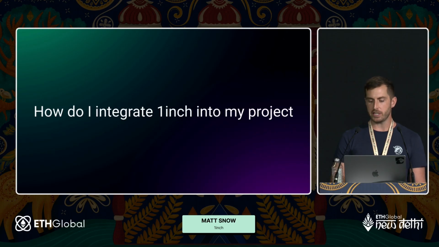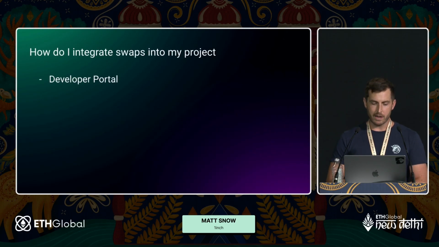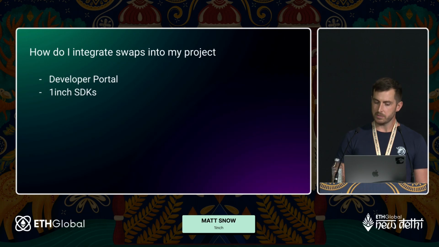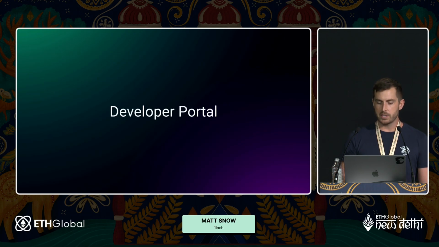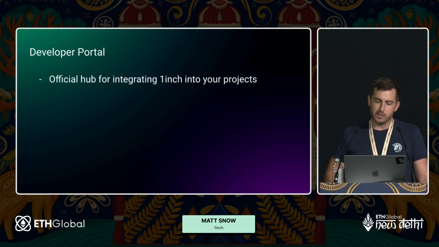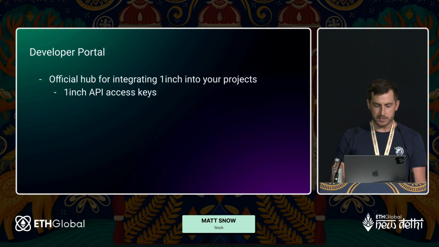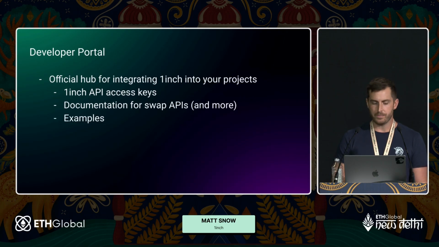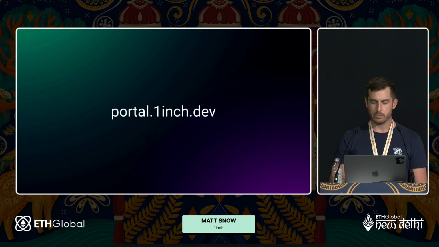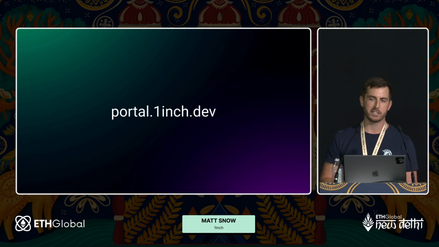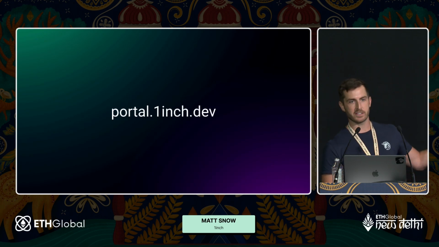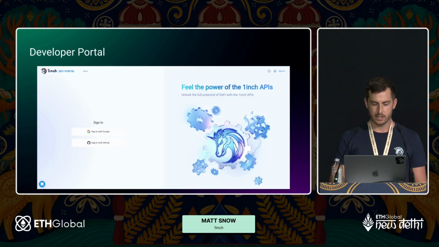So how do you integrate 1inch into your project? Well, we have a developer portal, and we also have some 1inch SDKs. The developer portal is our official hub for integrating 1inch into your projects, and it'll give you access to the API keys, and we have documentation and some examples that you can use to plug and play into your project. The URL is portal.1inch.dev. I'll give you a QR code here at the end, so you can scan it.